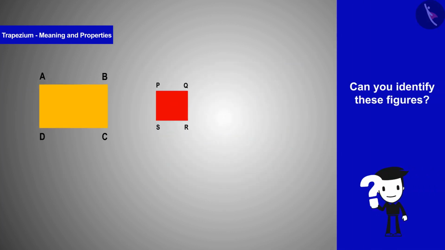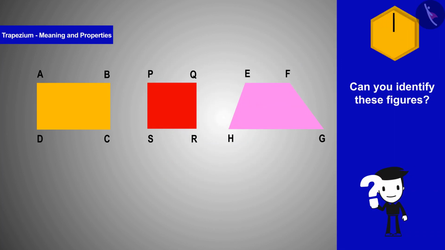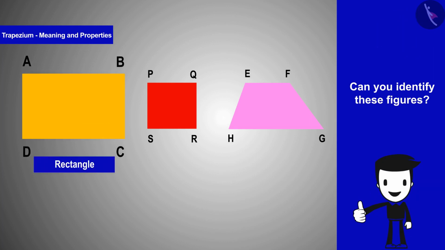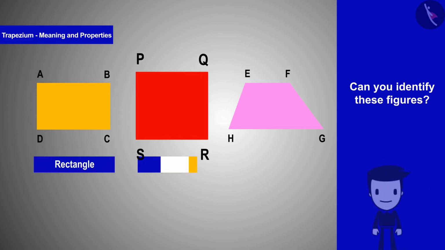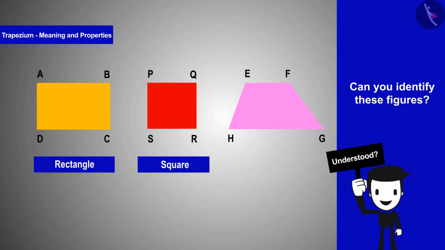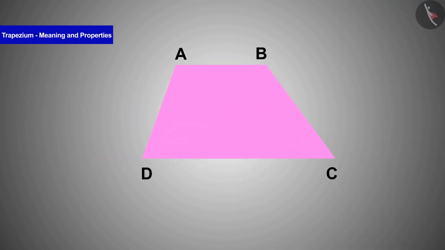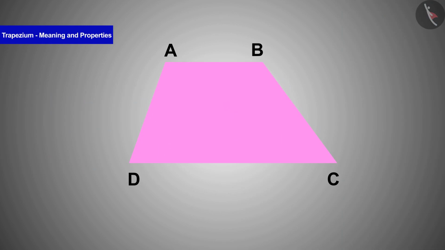Can you identify these figures? Well done. All these figures are quadrilaterals in which this yellow figure is a rectangle and the red figure is a square, but we do not know about this pink figure. So let's come together today to know about this shape.